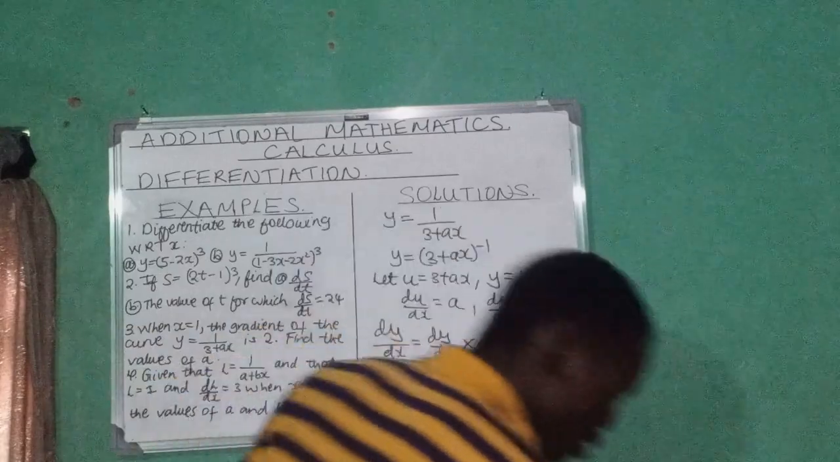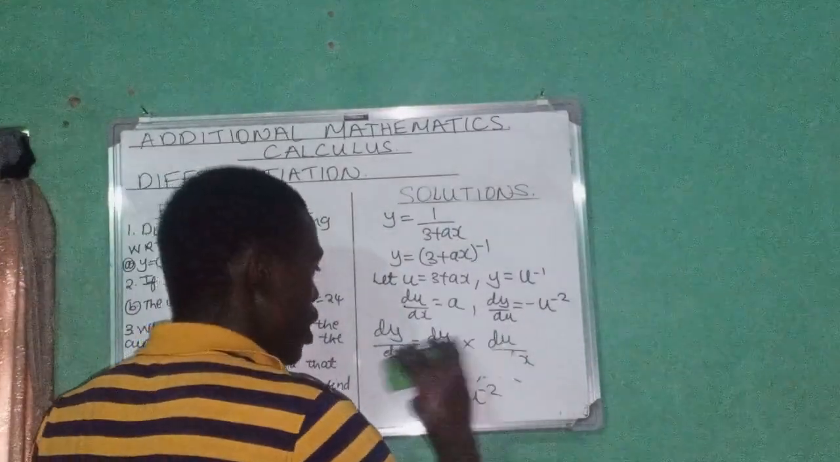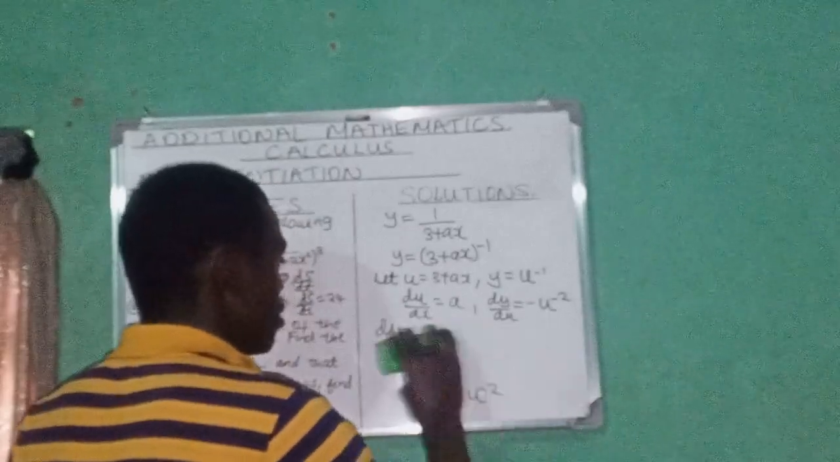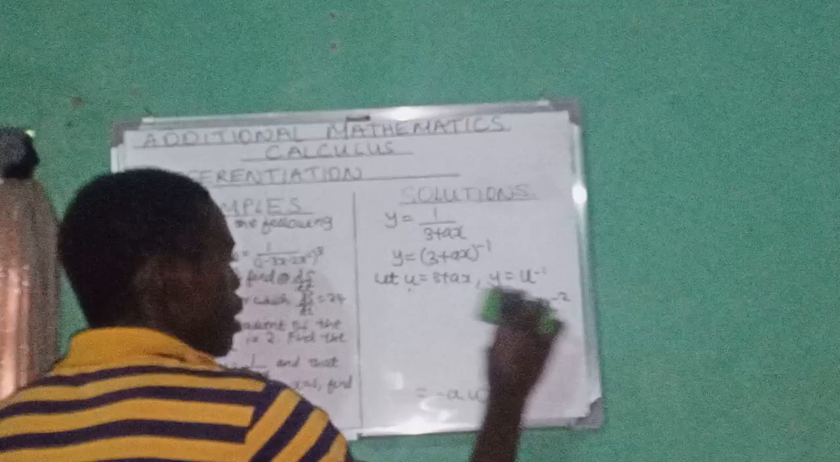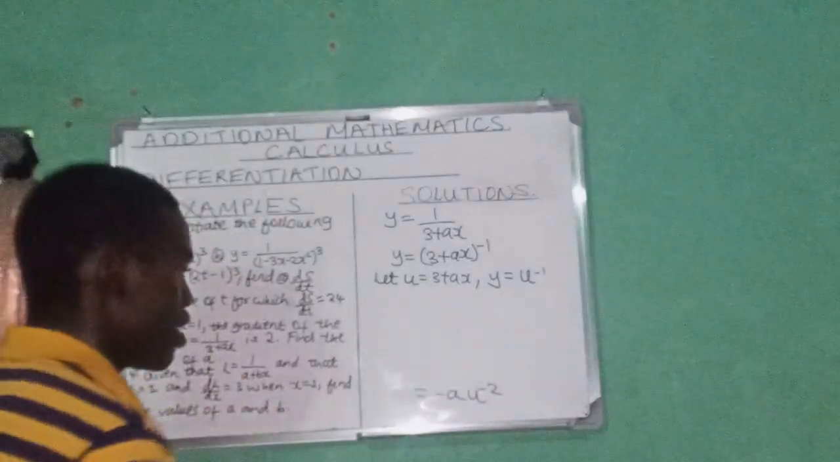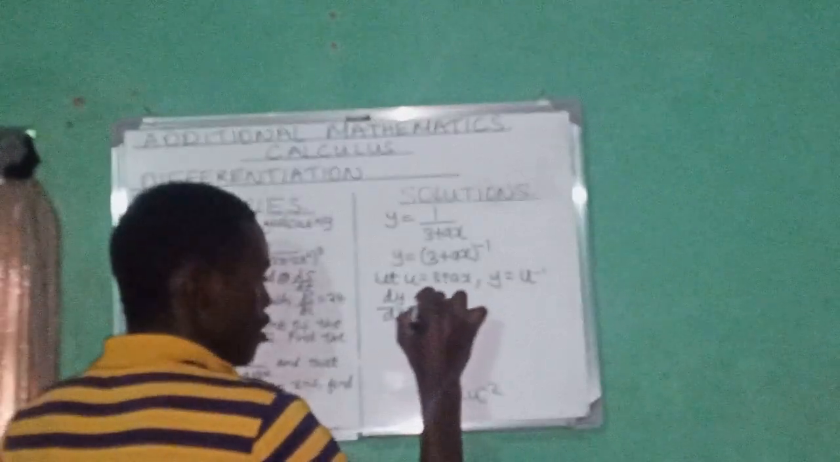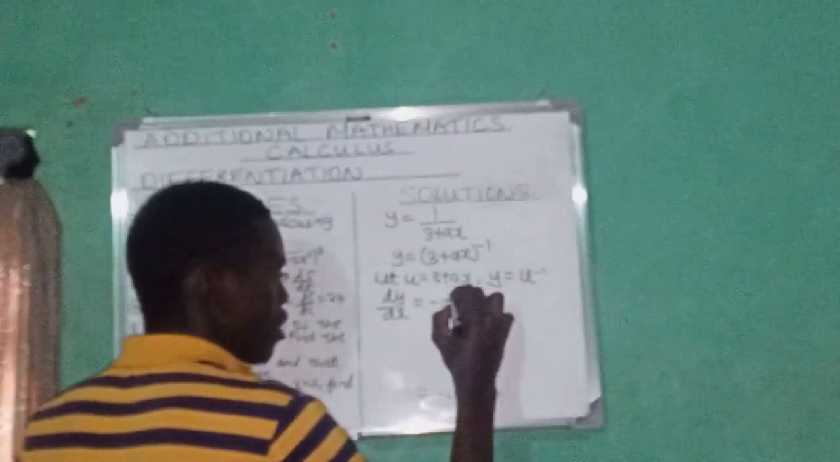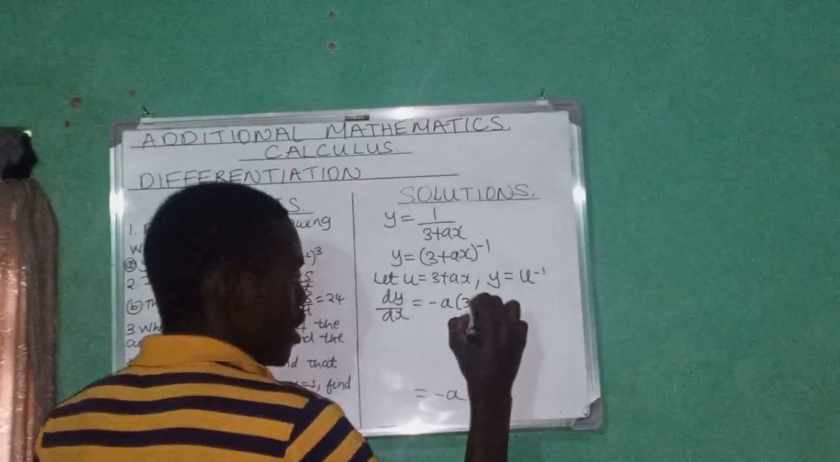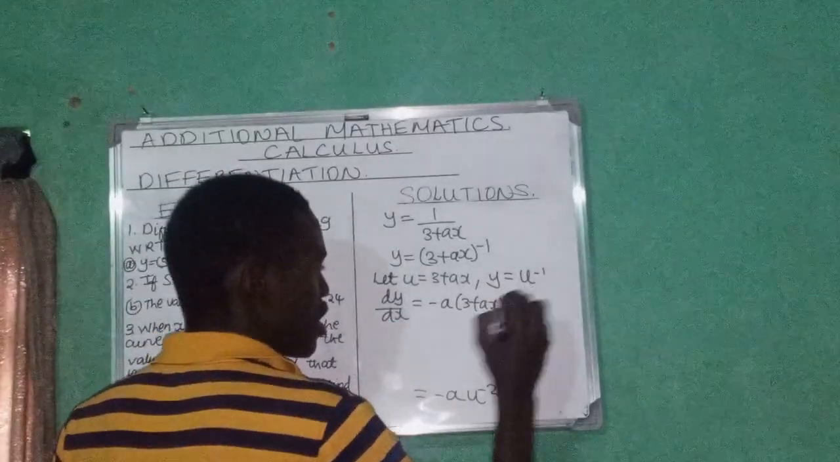But in the question, there was nothing like u. So where has this u come from? Hence, we need to substitute it. We said let u be equal to 3 plus ax, so dy/dx is equal to negative a times (3 plus ax) raised to the power negative 2.